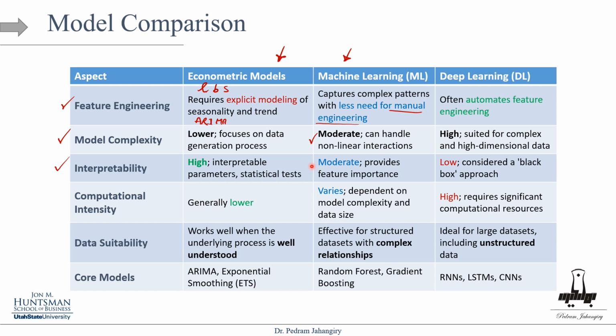or what that level, seasonality, or trend component in the ETS model is doing, right? However, in machine learning, that interpretability is going to be moderate, right? It's not going to be high.